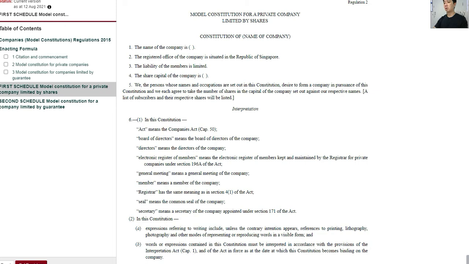You just Google company Model Constitution Singapore or something like that. Then you can come and take a look at the Model Constitution.